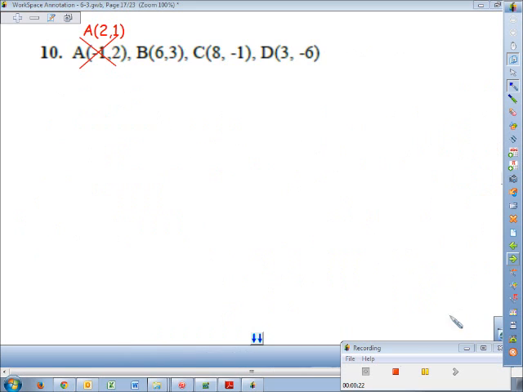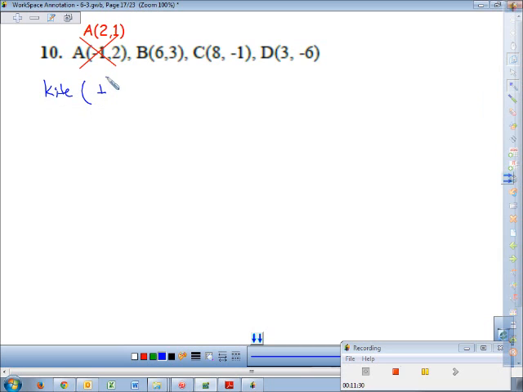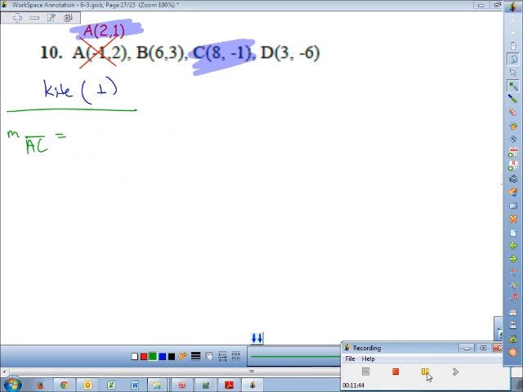Okay, so let's try it again. What do you want to see? Kite? All right, let's try it. Let's see if it's a kite. That means I'll do kite, see if the diagonals are perpendicular. And that would be slope of segment AC. Negative 1 minus 1. I'm moving this guy up here. Over 8 minus 2. Which equals negative 2 over 6, which is negative 1/3.